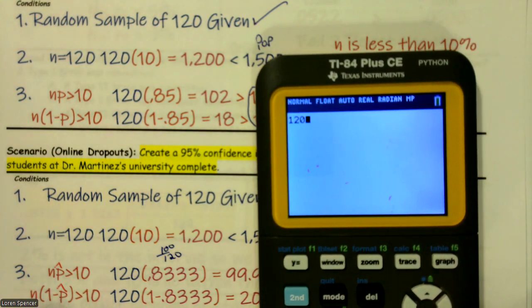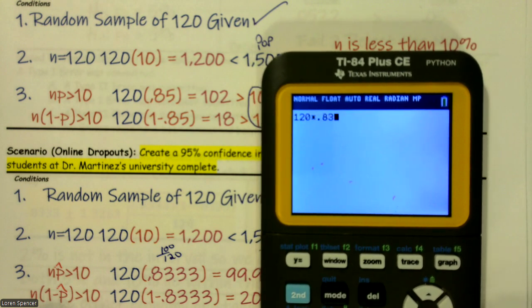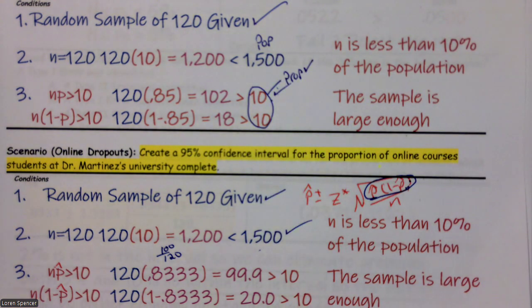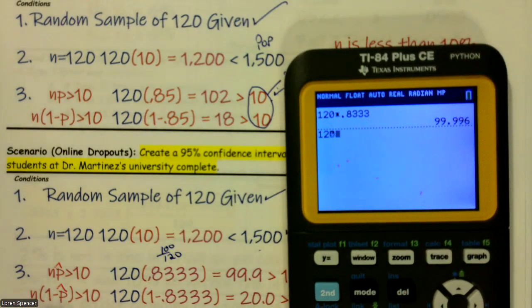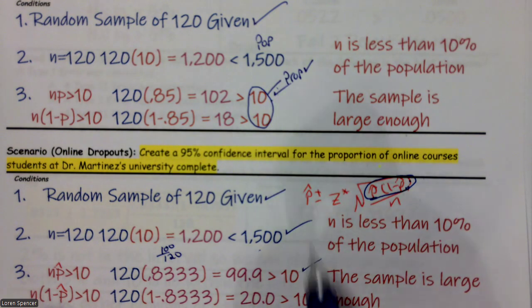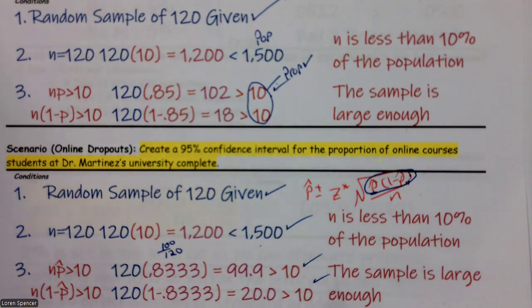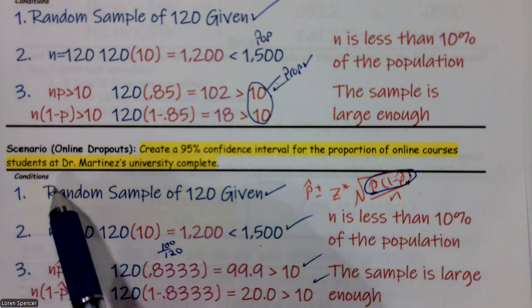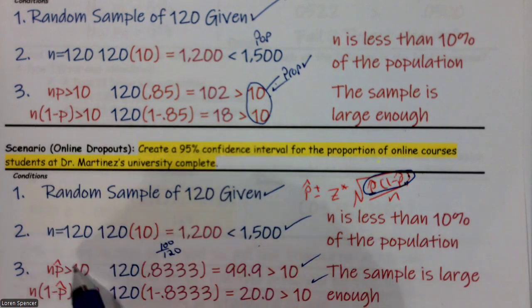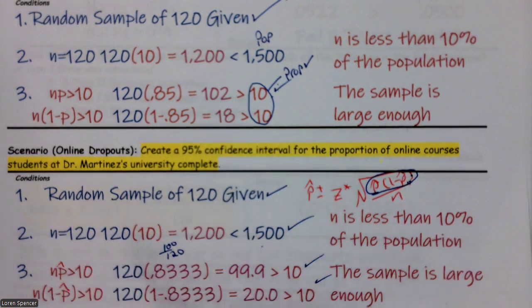120 times 0.8333, I get about 99. And 99 is greater than 10. So that part's good. But then I have to check the 1 minus. And I have 120 times 1 minus 0.8333. And I get about 20. That's also greater than 10. And so in this case, the sample is large enough. Super important that you pay attention to those formulas. If you're running a confidence interval, you're going to use p hats. If you're running a hypothesis test, you're going to use p. So make sure that you pay very careful attention to make that adjustment.